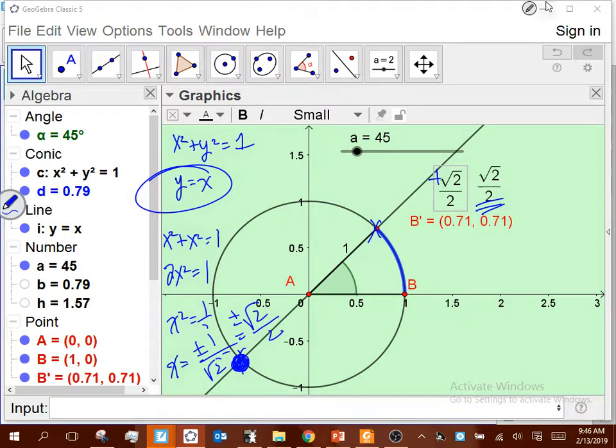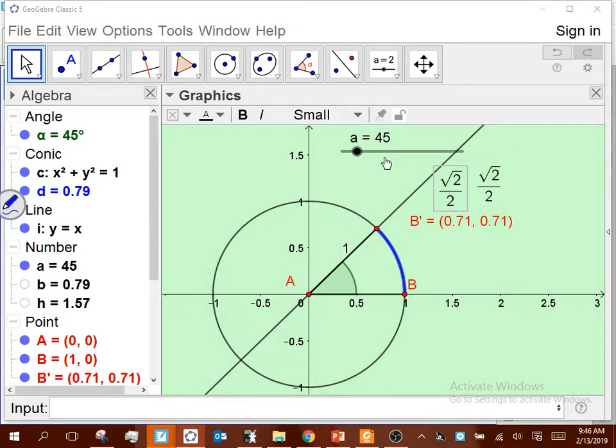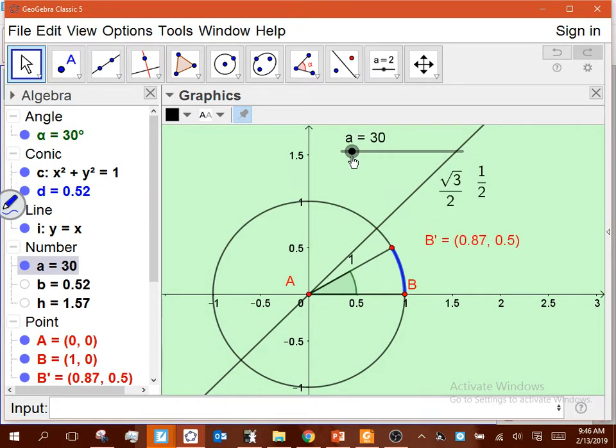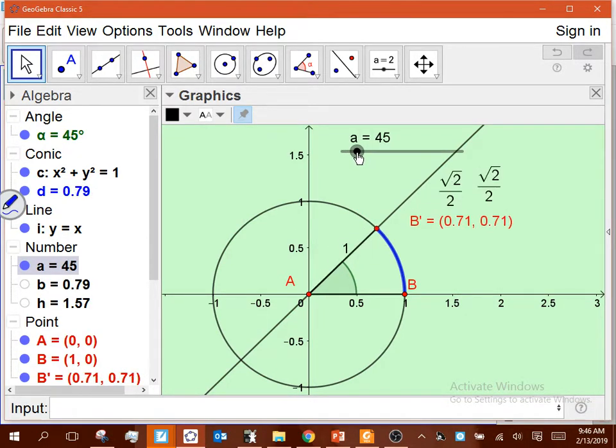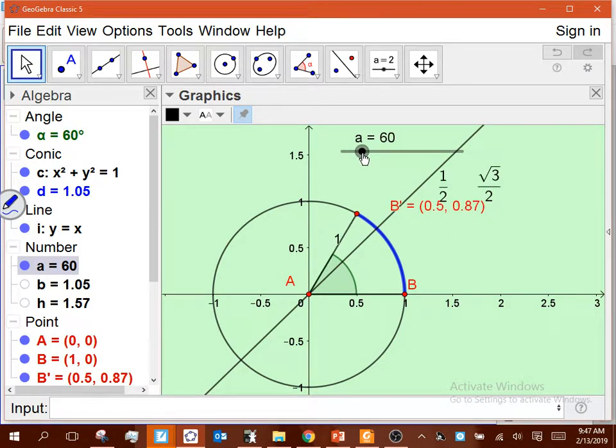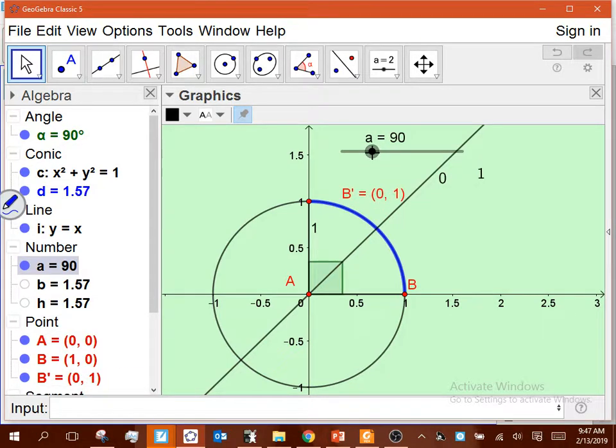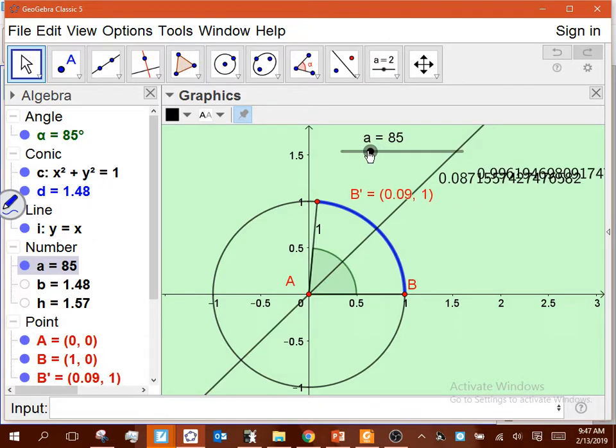So there are some points on here that are going to be very, very useful for us if we can remember that for an angle of 30 degrees or pi over 6, we have the ordered pair radical 3 over 2, comma 1/2. For 45 or pi over 4, we have radical 2 over 2, comma radical 2 over 2. And then for 60, we have that. Okay. For 90 or pi over 2, you see the ordered pair there?